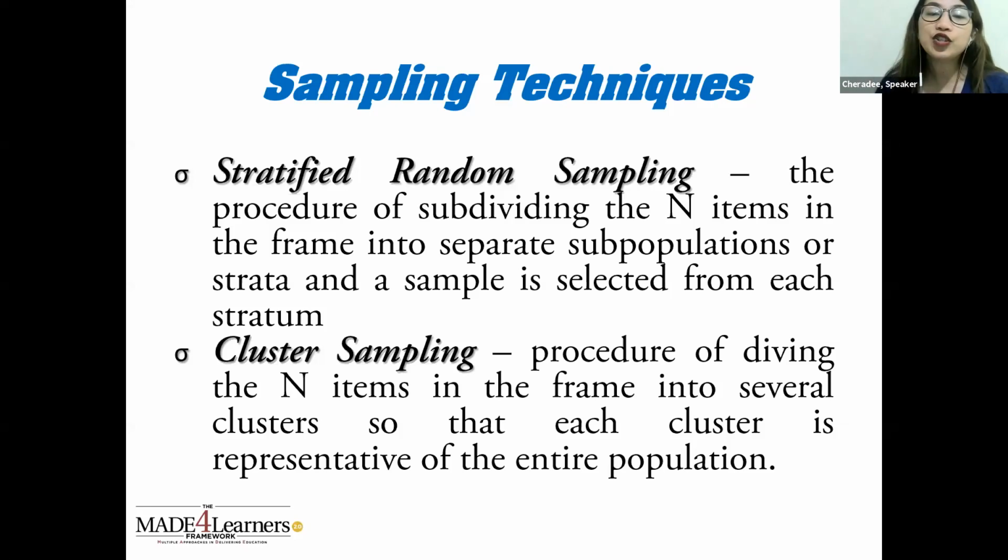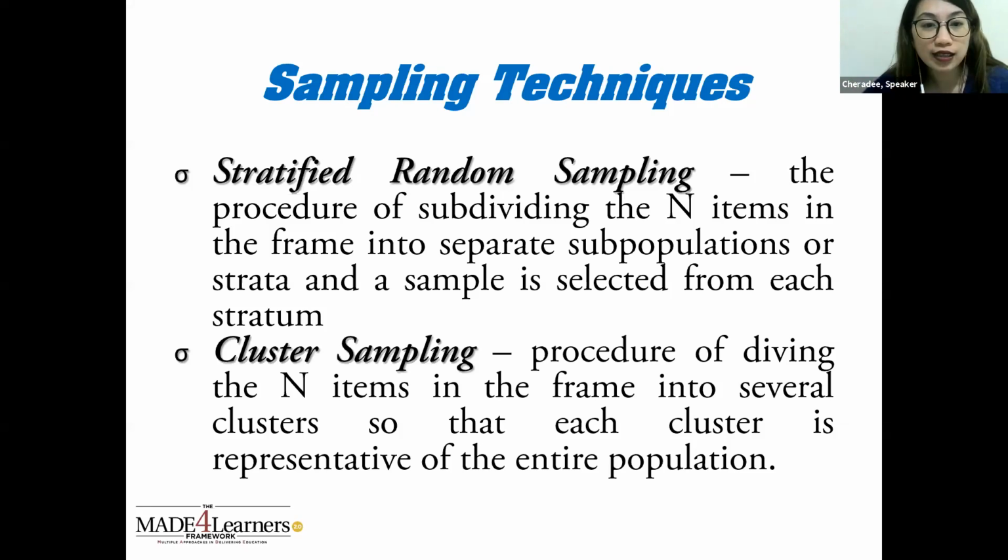Okay, next. Cluster sampling, on the other hand, is the procedure of dividing the n items in the frame into several clusters so that each cluster is representative of the entire population. So let's say you want to determine the number of cases with regards to age. So let's say from the old, young, children. So that's by cluster, and then you get a sample for each. So let's say 5 from the young, 5 from the old, 5 from the children. So that is cluster sampling.